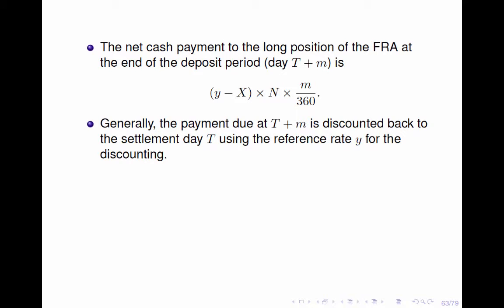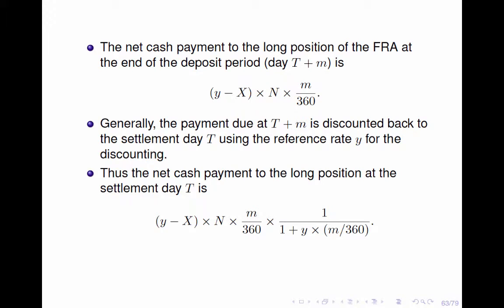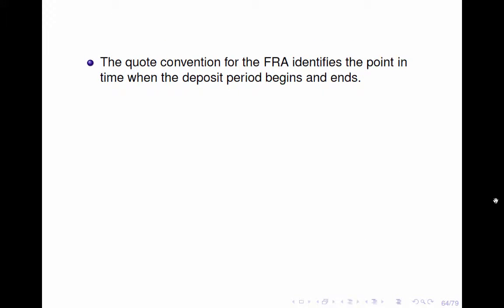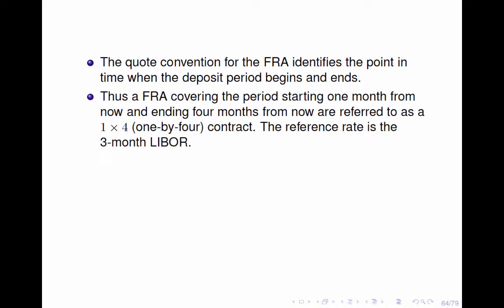Generally, the payment due at T plus M is discounted back to the settlement day T using the reference rate Y for the discounting. Thus, the net cash payment to the long position at the settlement day T is equal to the following: the interest at the end of the M-day deposit period times the corresponding discount factor. The quote convention for the forward rate agreement identifies the point in time when the deposit period begins and ends. Thus, a forward rate agreement covering the period starting 1 month from now and ending 4 months from now is referred to as a 1/4 contract.